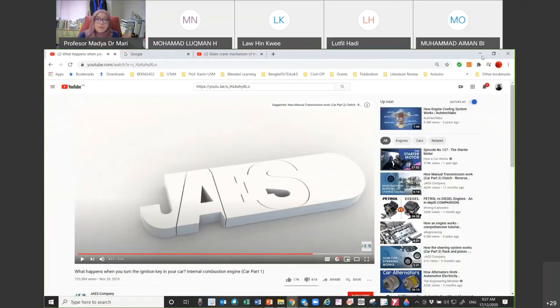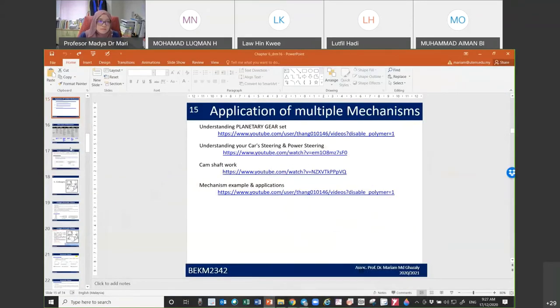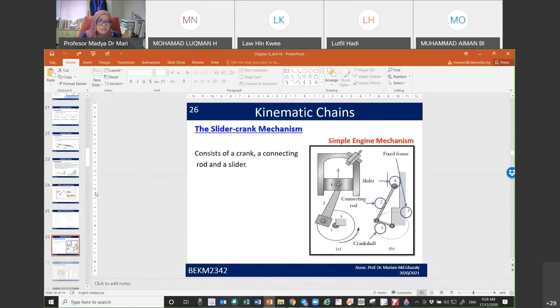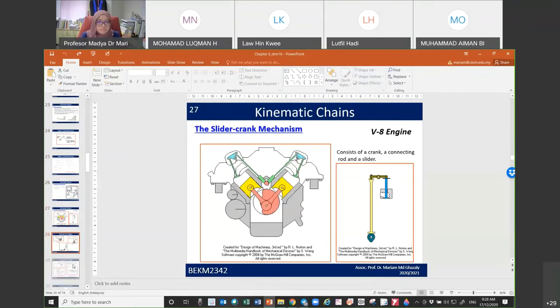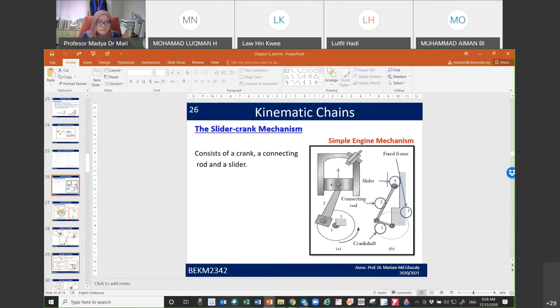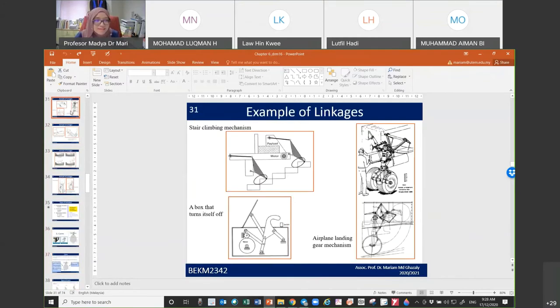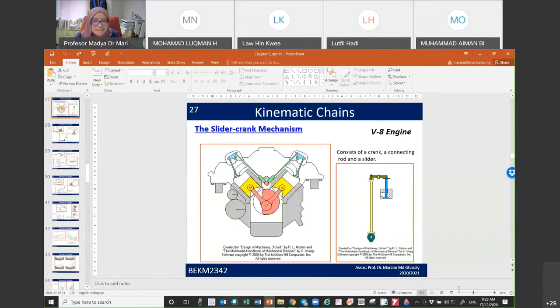Right, so, what type of mechanism can you see just now? Guys? Slider crank. Slider and crank, and then? Any other mechanism that you can see? Rotary to linear, is it right? Rotary to linear, okay. That one is the motion.